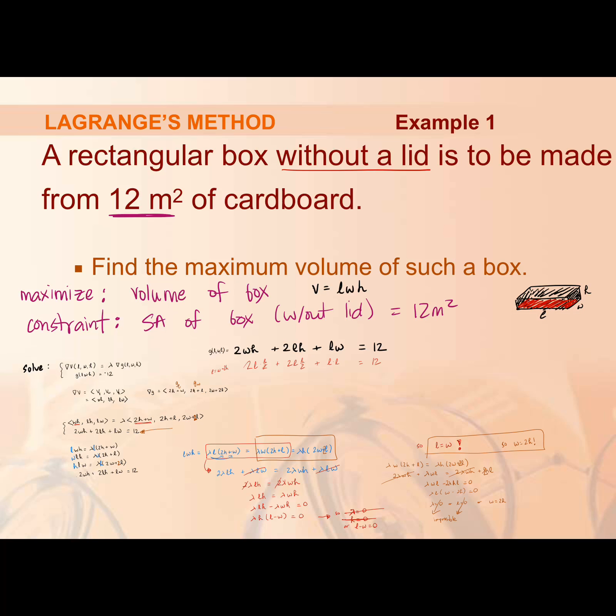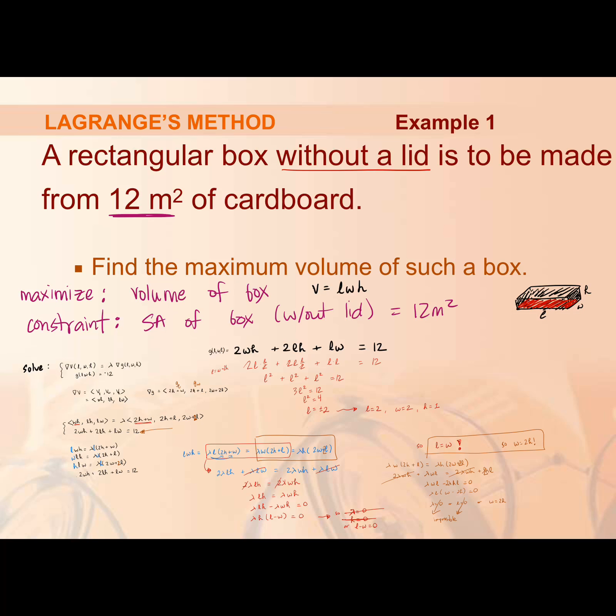Okay, that's going to cancel, so we get L squared plus L squared plus L squared equals 12. So 3L squared is equal to 12, which means L squared is equal to 4, which means L equals plus or minus 2. But length can't be negative, so it must be that L is equal to 2. And W has to be equal to L, so W has to be equal to 2. And then W is supposed to be 2 times H, so H should be equal to 1.